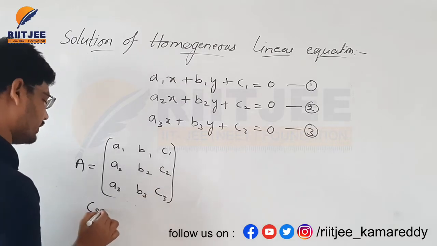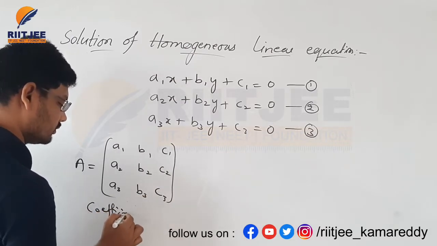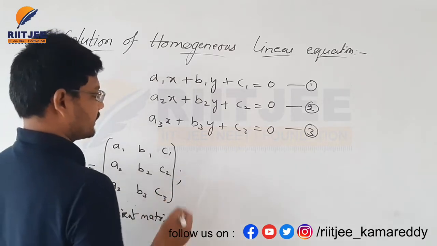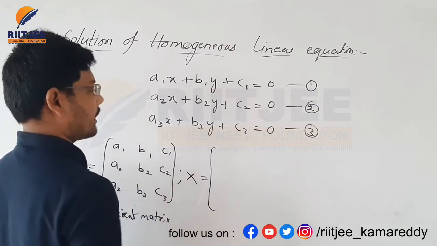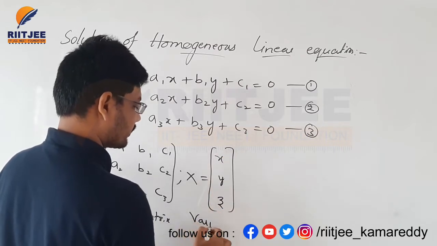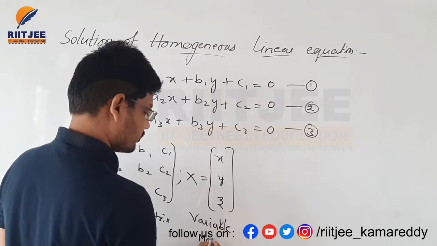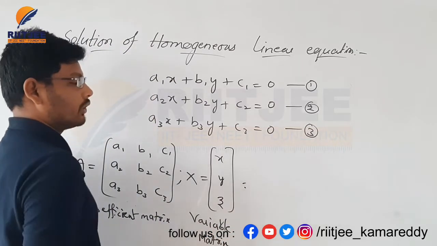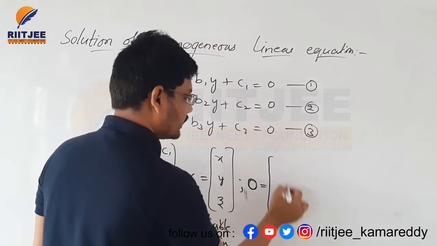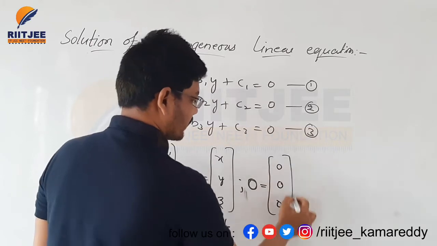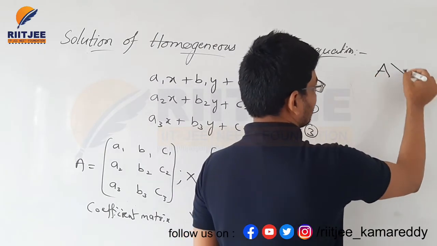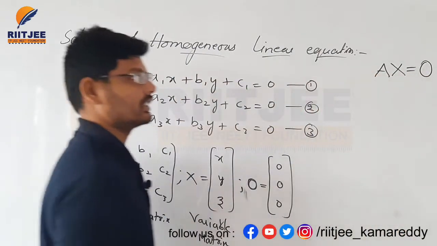This is the coefficient matrix, and the variable matrix, capital X, is equal to x, y, z. This is called the variable matrix, and here we don't have any constants, that is O. This is O and this is called a null matrix. Here the matrix equation is AX is equal to O.